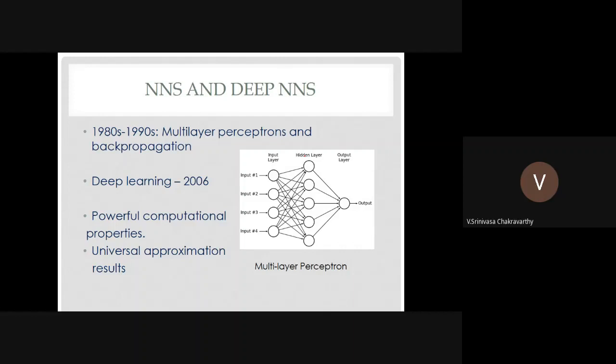But the effort slowed down in the 90s because there was too much hype, and networks didn't seem to be that powerful. So the hype kind of fizzled out in the 90s. And in the 2000s, in 2006, there was a paper by Hinton and others on deep learning. That revived the whole field, and they became quite popular.